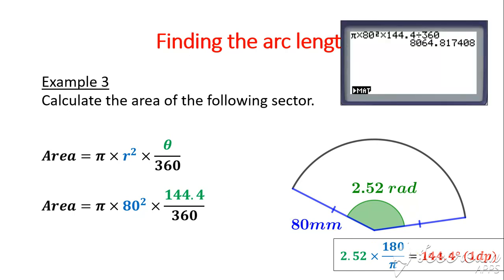So let's get our calculator and go pi times 80 squared times 144.4 divided by 360, and that gives us an area of 8,064.82 millimeters squared, rounded to 2 decimal places. Remember, the units for area are millimeters squared for this example.